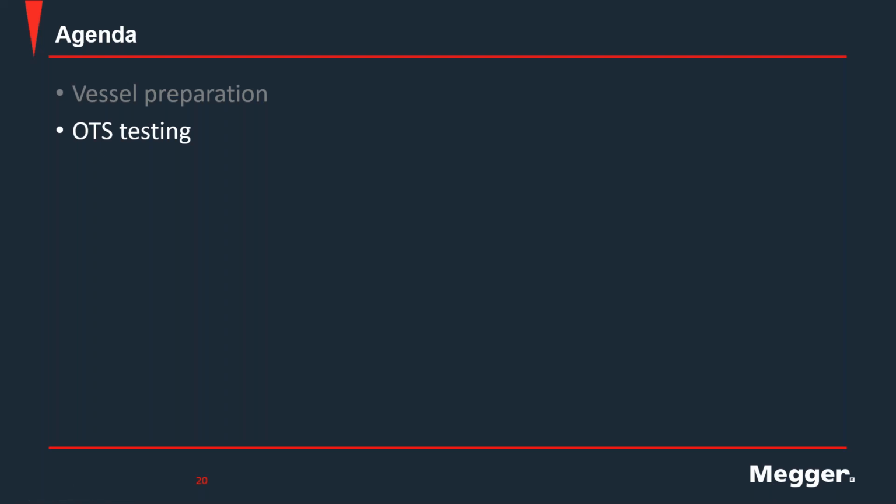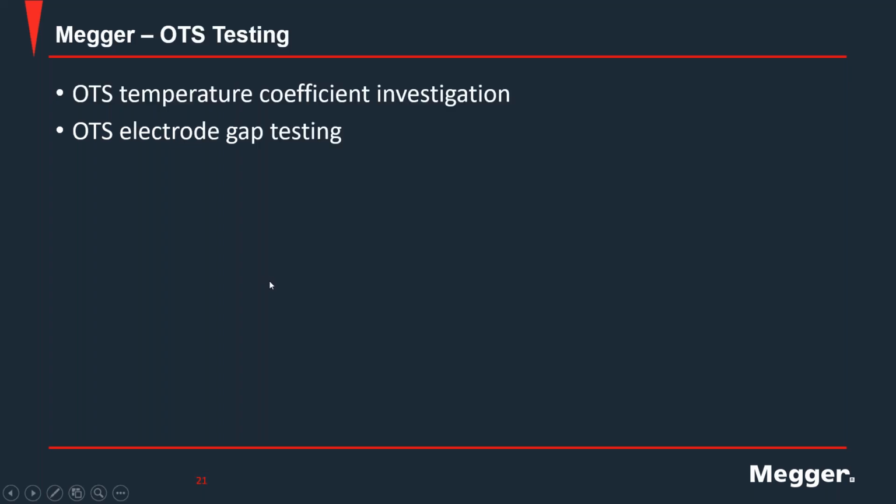What I'd like to do now is go over some of the testing we've done within Mega as a company to see how OTS performs under various conditions, so environmental conditions, but also how variations in the gap between the electrodes can affect results. Okay, so we've performed two tests. The first one is the temperature coefficient investigation. This is looking at how OTS performs where the ambient temperature changes from a low temperature up to the highest operating temperature, and also the electrode gap variation testing.